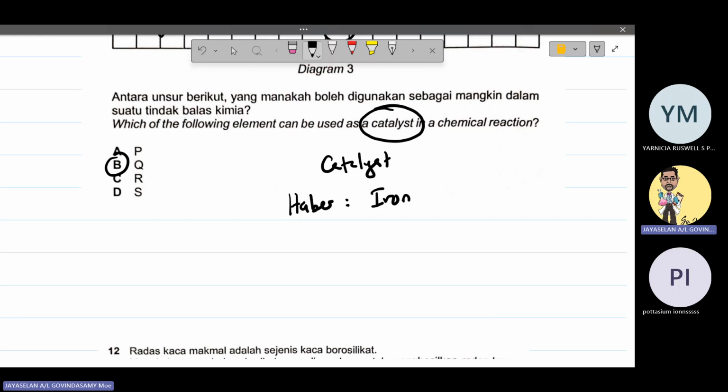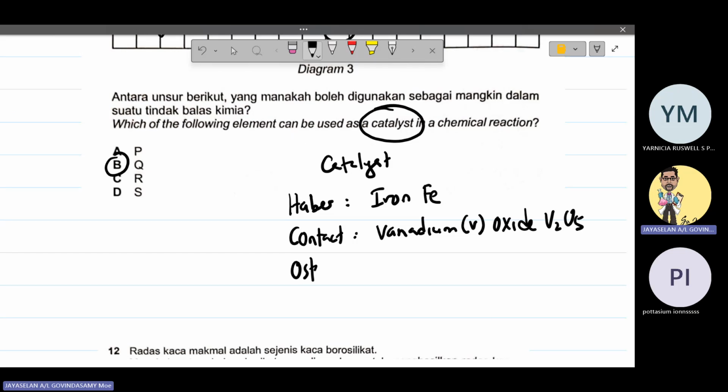Next we go for contact process. What is the name of the catalyst? You must remember vanadium(V) oxide. The formula will be V2O5. This one is Fe. Next one is Ostwald process. What is the name of the catalyst? It is platinum. What is the formula of platinum? Pt.